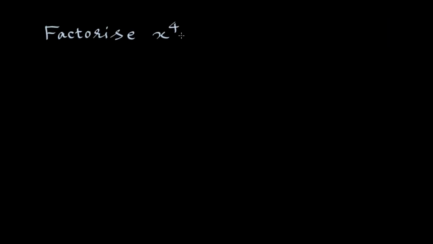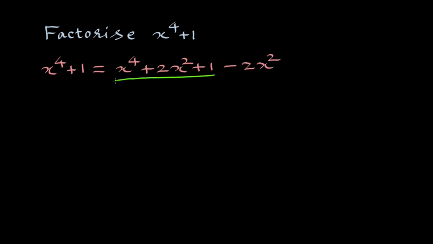Factorize x raised to 4 plus 1. We will factorize x raised to 4 plus 1 by completing the square. For that, we write x raised to 4 plus 2x square plus 1 minus 2x square. Now this is a perfect square, that we write (x square plus 1) whole square minus, we write this 2x square as (root 2 x) whole square.